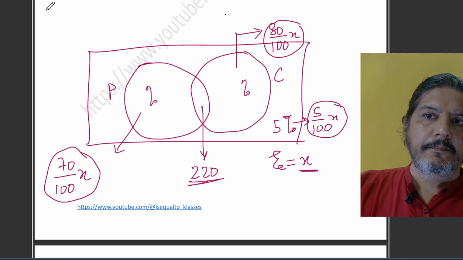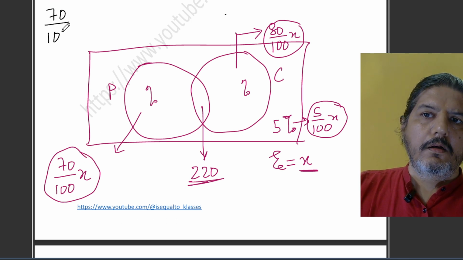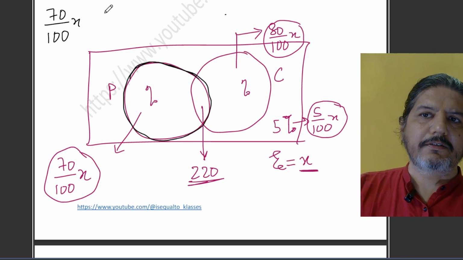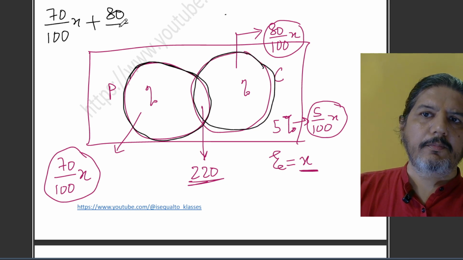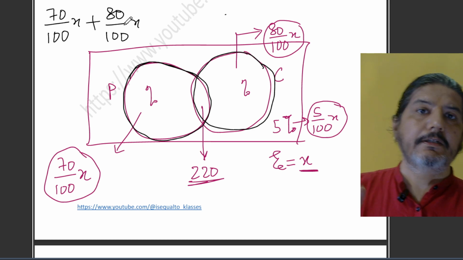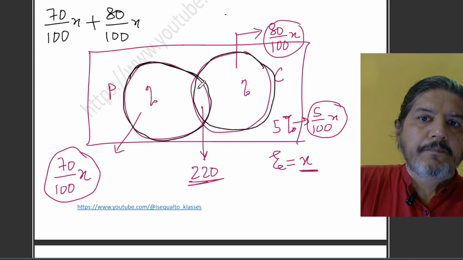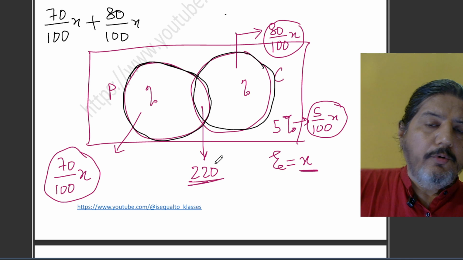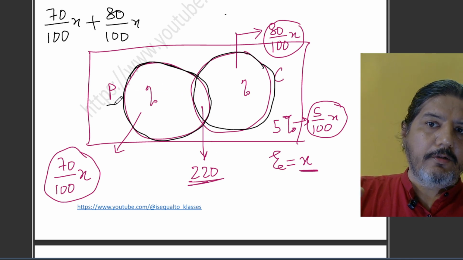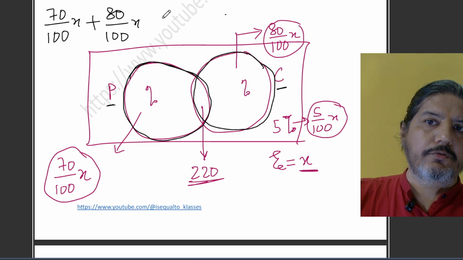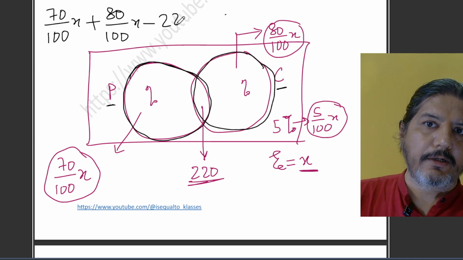70% have passed physics, so this is the physics pass numbers, plus the chemistry pass numbers, which are 80 upon 100 into x. These are the chemistry passing students. 220 is being counted twice. It becomes part of the physics also, it becomes part of the chemistry also. So this has to be subtracted, minus 220.